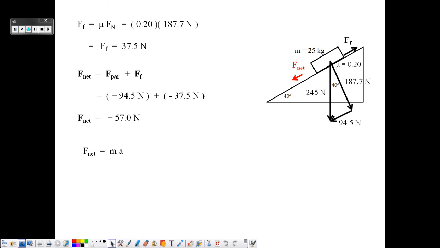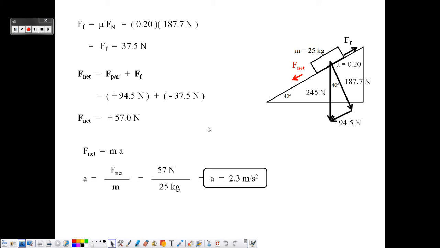And then finally, I can use Newton's second law, F equals ma. Solving for the acceleration, putting in my net force, and my calculator yields a result of 2.3 meters per second squared.